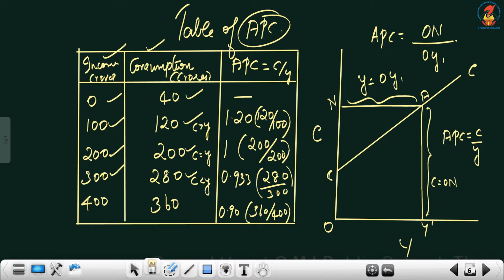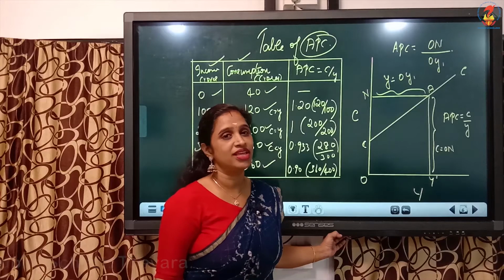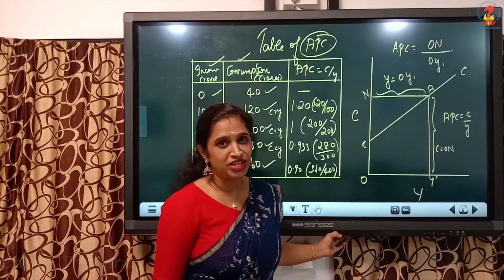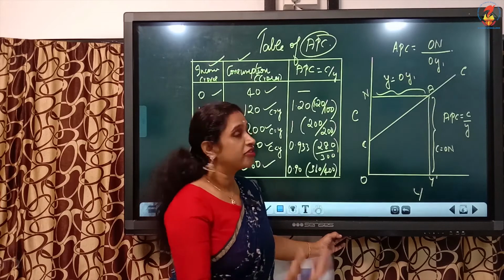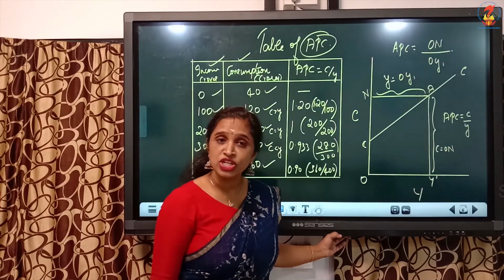Therefore, we can write C is less than Y. Again, the next one, when the income increased from 300 to 400, consumption has increased from 280 to 360, which is again less than the increase in the income. That means a part of the income of the people is saved. Now, our aim is to find out average propensity to consume.